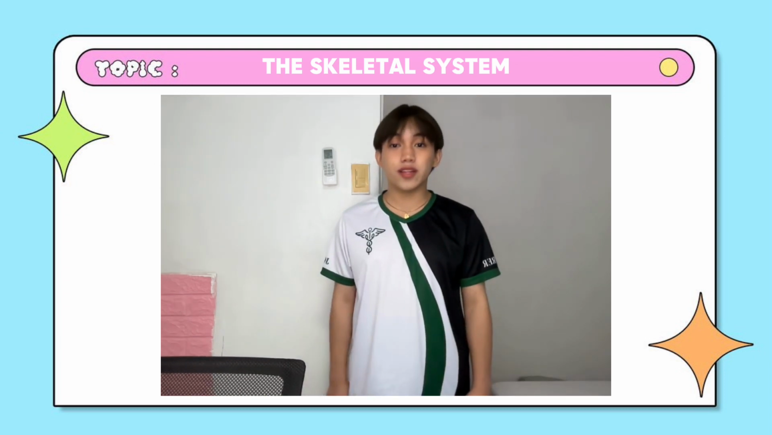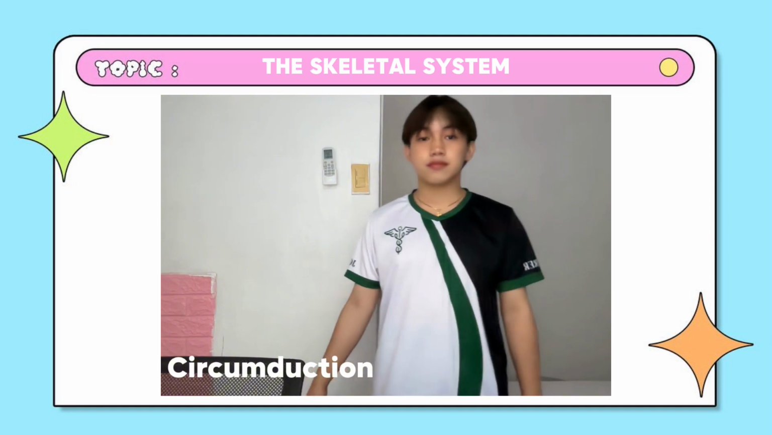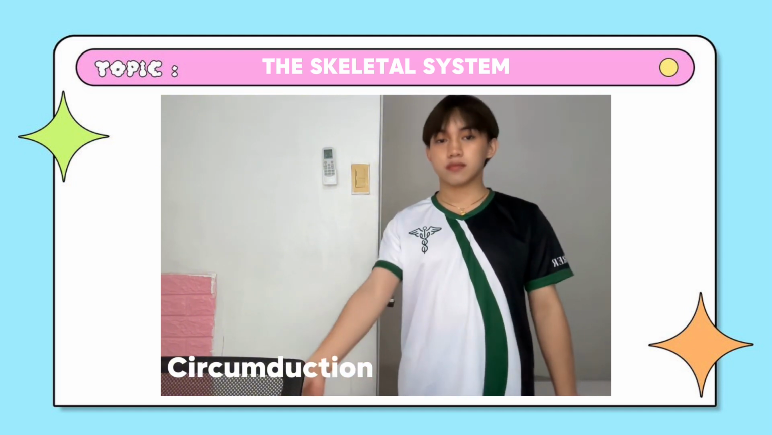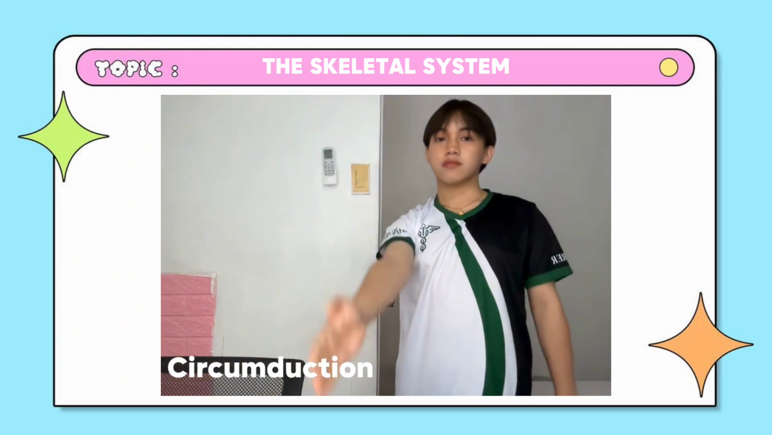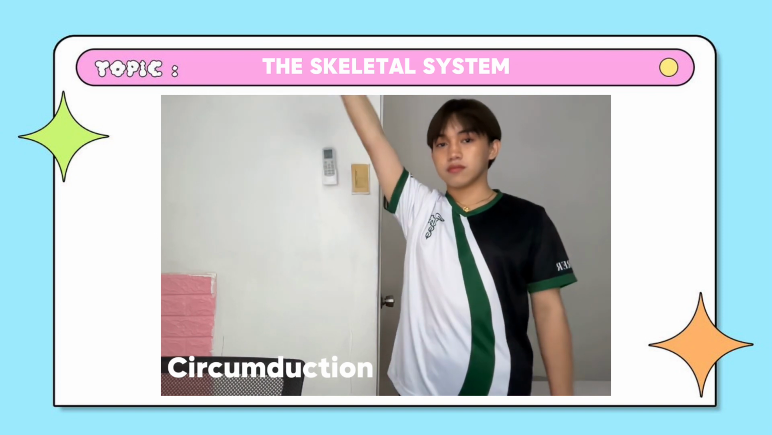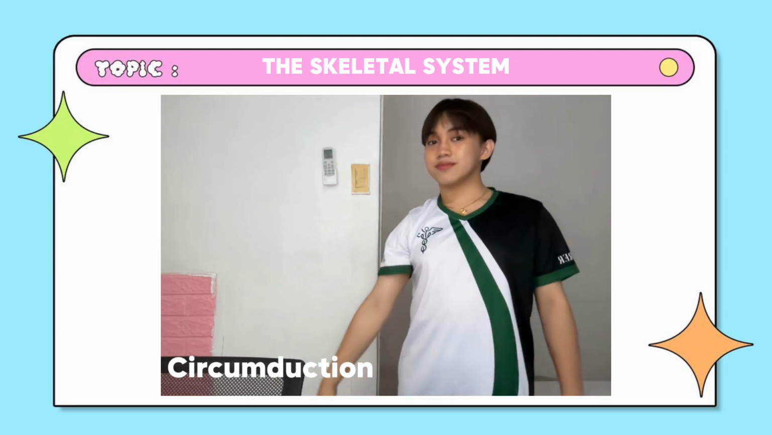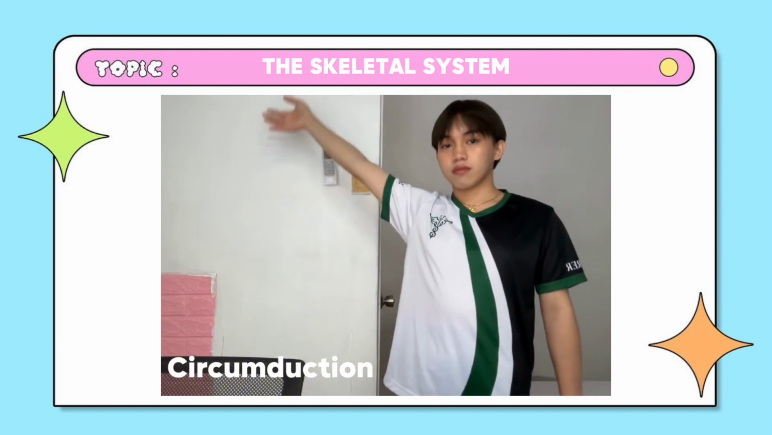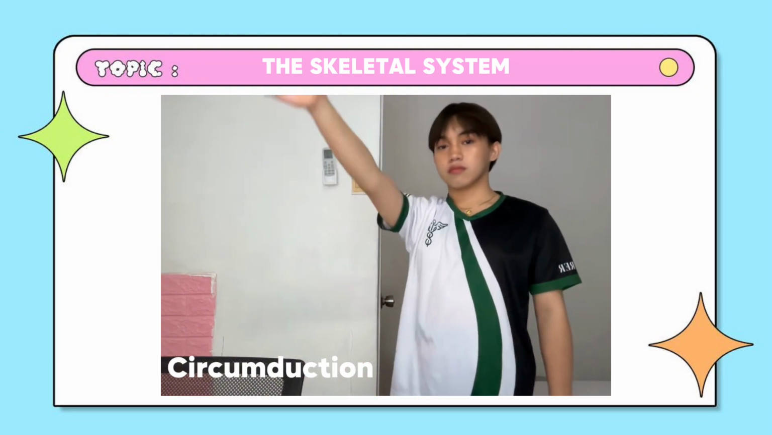The sixth one is the circumduction. Circumduction is a combination of flexion, extension, abduction, and adduction. Commonly observed in ball and socket joints like the shoulder. The proximal end of the limb remains stationary and the distal end moves in a circle. The limb as a whole outlines a cone.